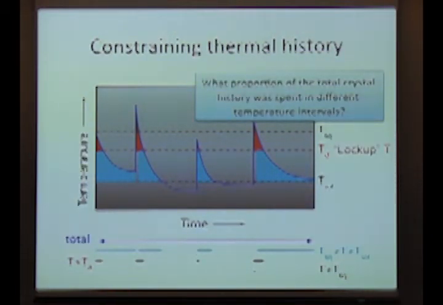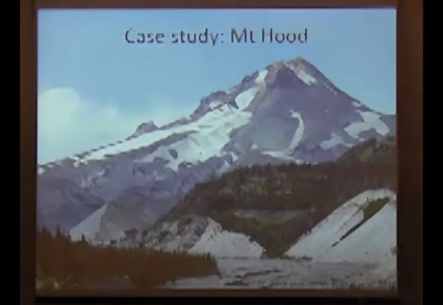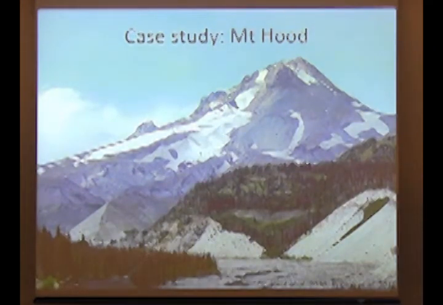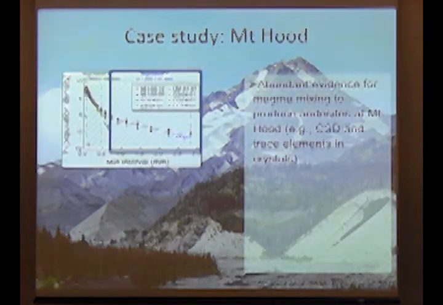And then, because we have this U-series age of the crystals, we can put this in the context of a proportion of the total history that these crystals spent in these different temperature intervals. So our initial case study for this was Mount Hood. I'm going to go through this background on Mount Hood very briefly, but essentially there's abundant evidence of magma mixing that produces the andesites that are erupted at Mount Hood.